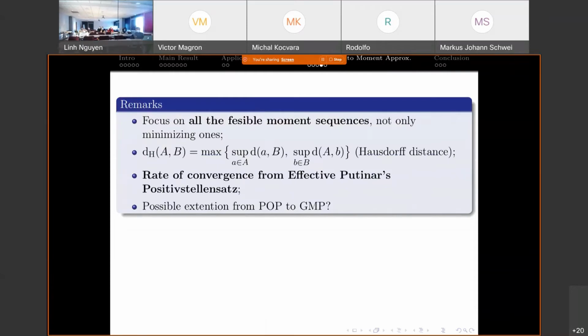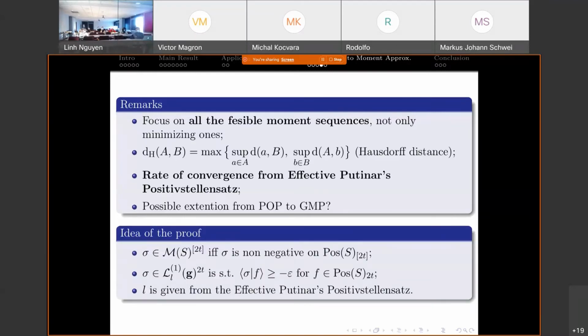So some remarks. The first is that we focus on all the feasible moment sequences, while in the literature, usually what is proven is for optimal moment sequences, for minimizing moment sequences, but it is quite easy to prove that these two approaches are equivalent. It's just a matter of taking a constant objective function, let's say. And so, the third point, the rate of convergence is coming from the effective Putinar's Positivstellensatz. And we proved it for the polynomial optimization problems, but I think that our result could be easily extended to the generalized moment problem.